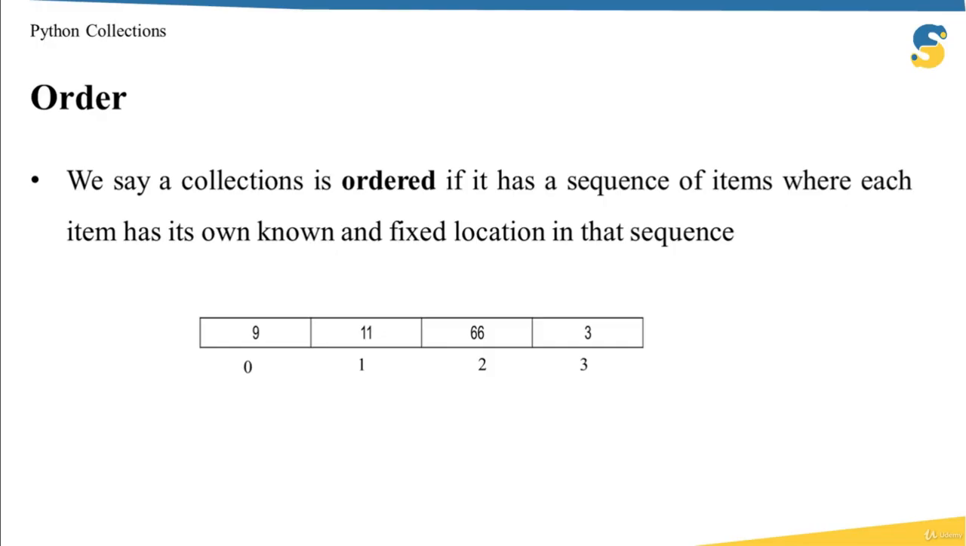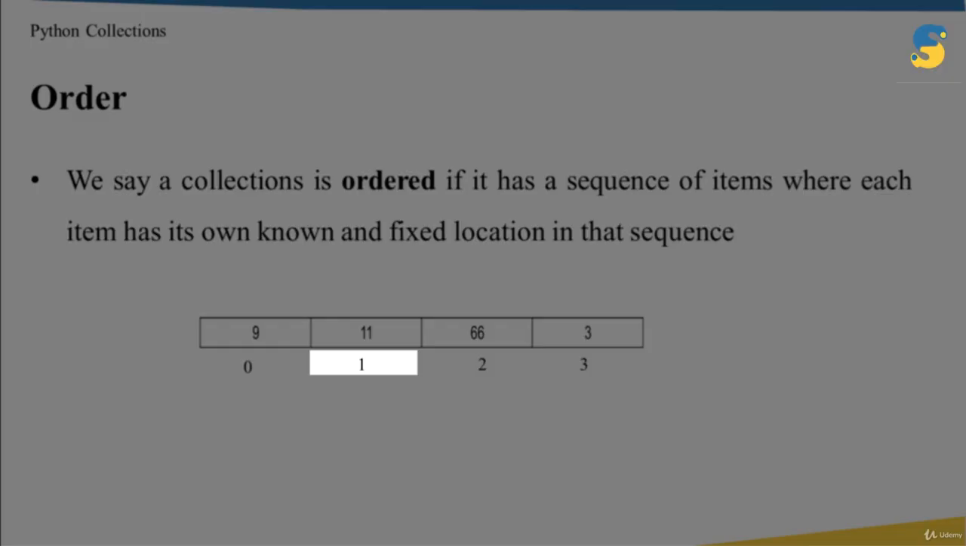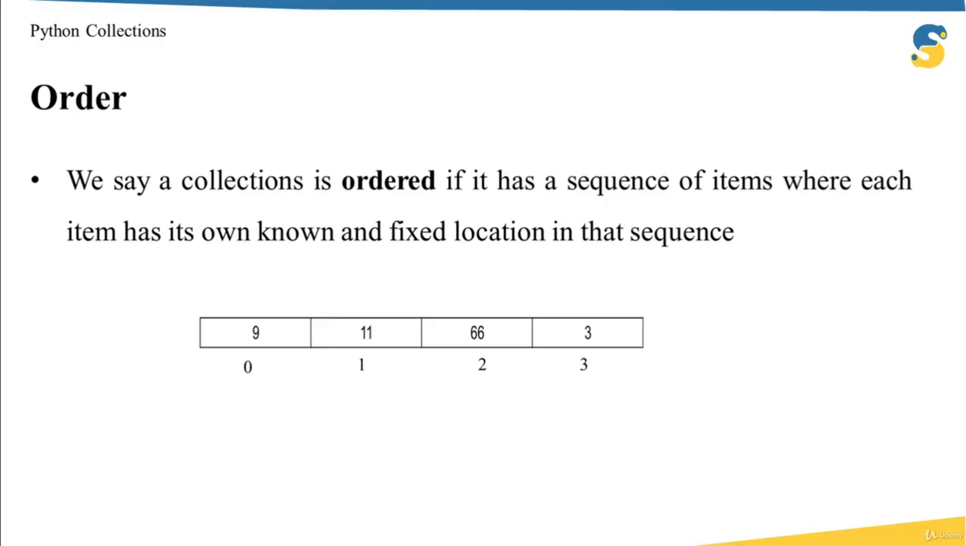And for each one of these numbers, I have an index. The first one is 0, the second one is 1, and so on. As you can see here, I said the first item, which is 9, the second item, which is 11, and so on. So each one of the items has its own known and fixed location. And if the data structure or collection supports these fixed locations, we say it's an ordered collection.